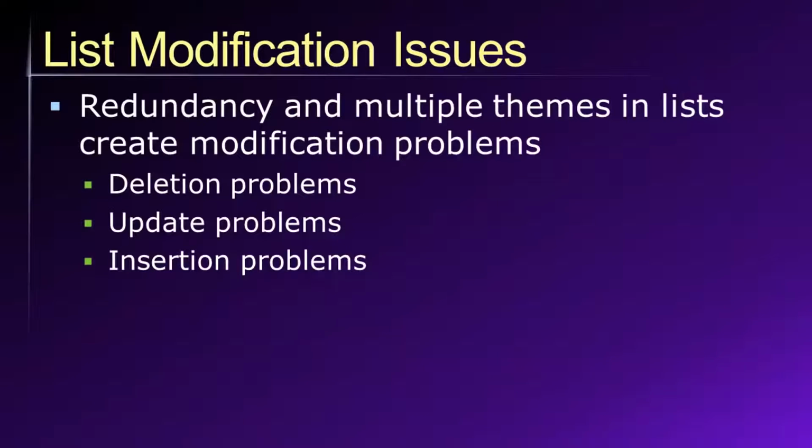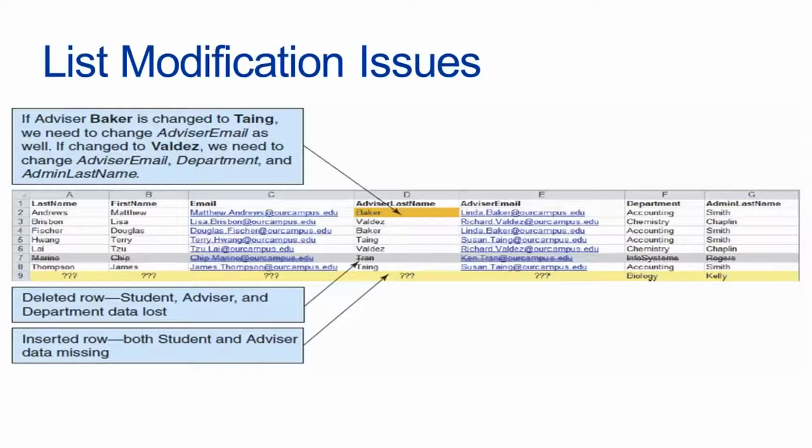So the structure of a list and its associated problems of redundancy and multiple themes can produce a situation in which these modification problems potentially could occur. So let's take a look at some of these modification issues.